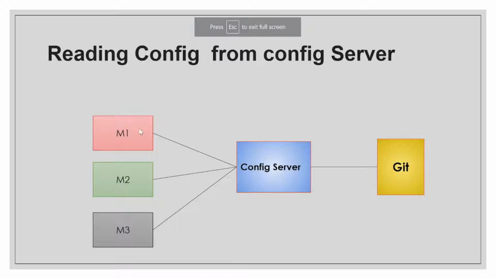If you see in this slide, microservices 1, microservices 2 and microservices 3 have their properties files in this Git repository. All these microservices will connect to the config server to fetch those properties details. We'll see how we will develop this application. We'll go stepwise, so it will be very easy for you.